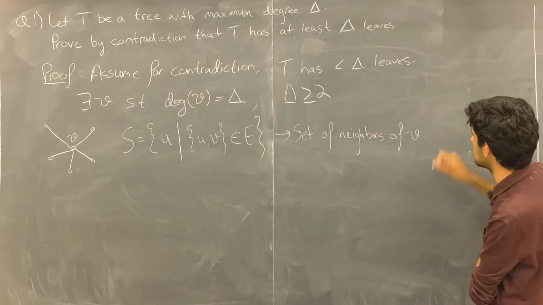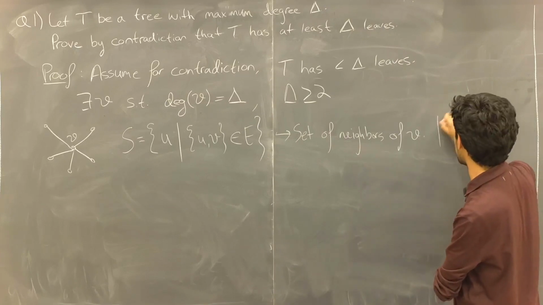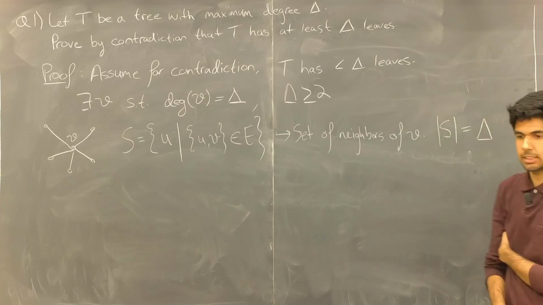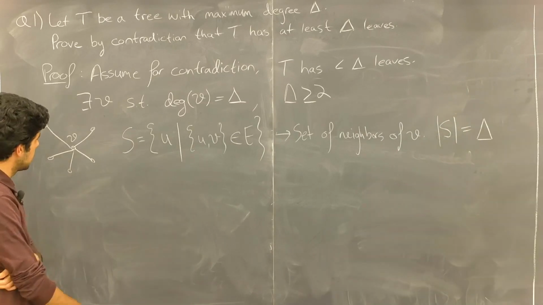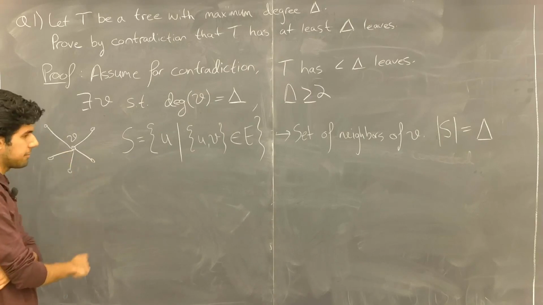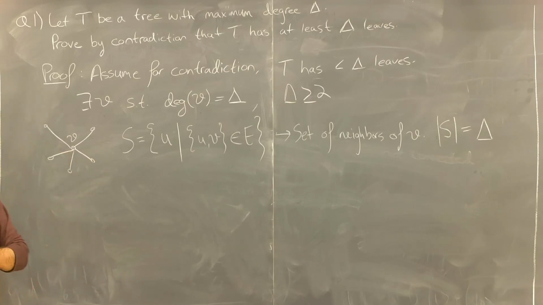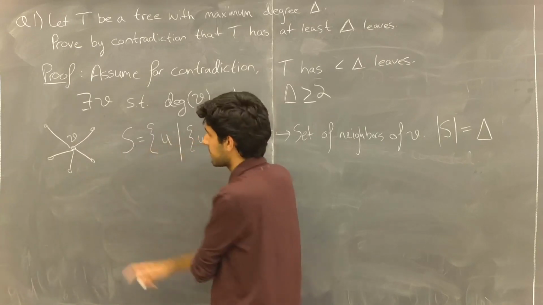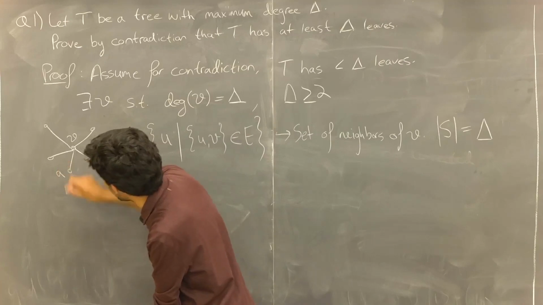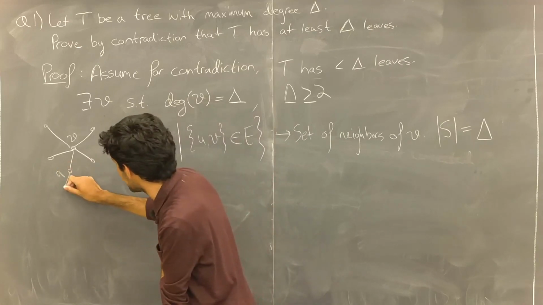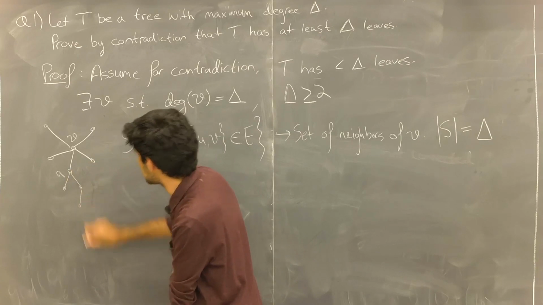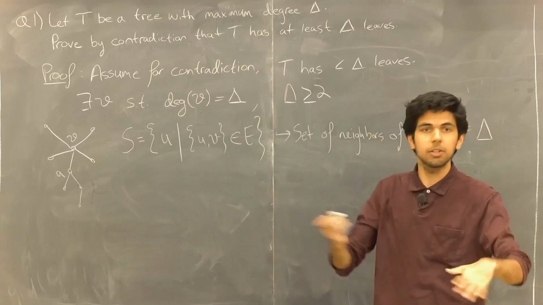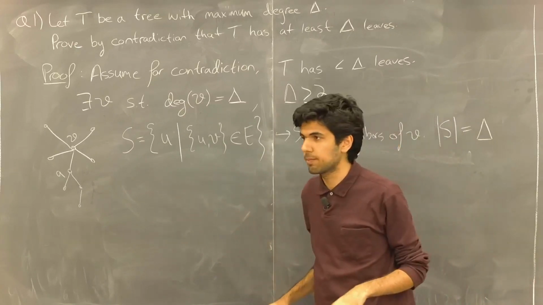And this is just for convenience because now we know that the cardinality of S is equal to delta, by definition, because we said V has the maximum degree. Let's say I started at V and I began to walk along my edges and try to construct a path of sorts. If I start from V and perhaps go to A, and A is connected to other things, and so on, eventually I'll come to an end of my path. Let's just say I keep on going until I can't go any further.